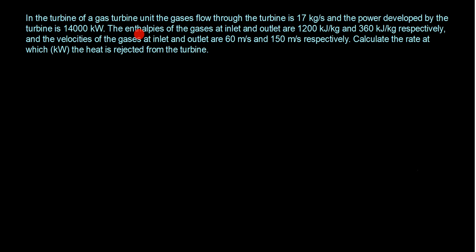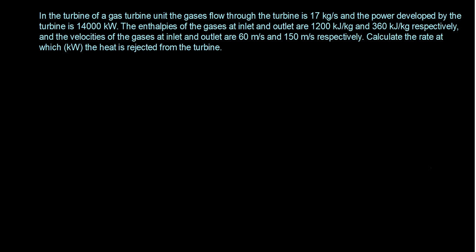The enthalpies of the gases at the inlet and outlet are given to us. At inlet it is 1200 kilojoule per kg, and at outlet it is 360 kilojoule per kg. The velocity of the gases at inlet and outlet are also given: 60 meter per second and 150 meter per second respectively. So we need to calculate the rate at which heat is rejected from the gas turbine, obviously in kilowatt.